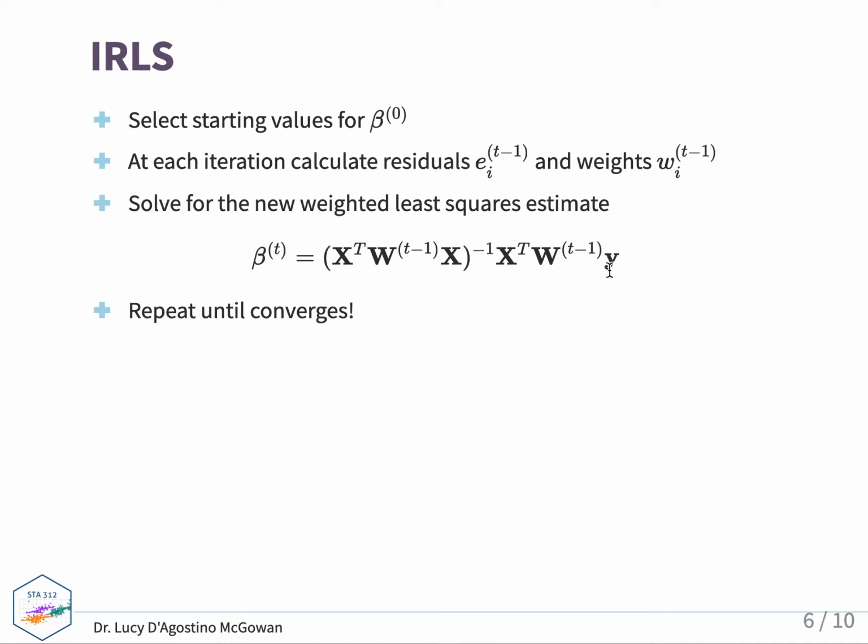And then you repeat that over and over until it converges. And by converges, I mean basically you keep doing it until the weights from one iteration to the next have really small differences between them.